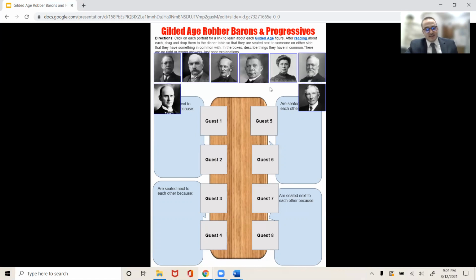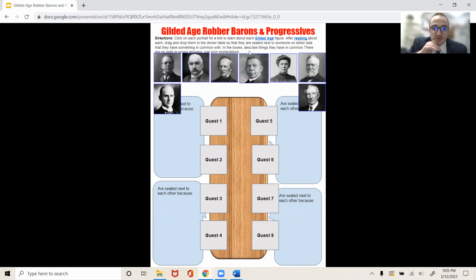So for today's activity, you are going to be clicking on these links, reading a bit about each person, and finding things that they share in common. Directions are posted up here. This assignment, I'll point for it, just completing it.